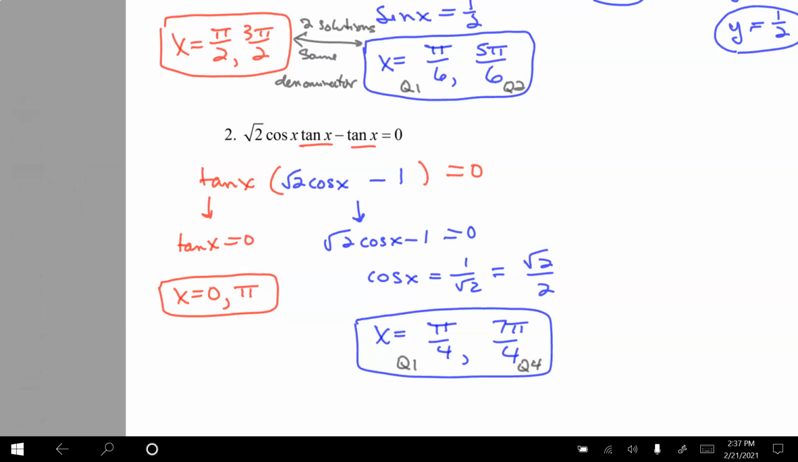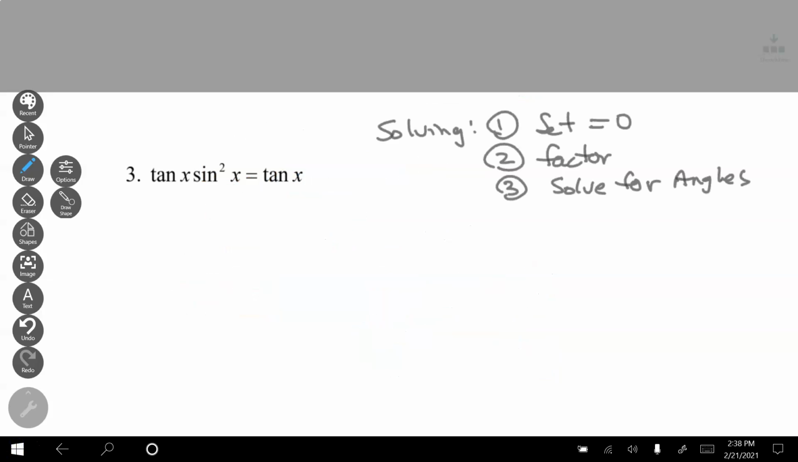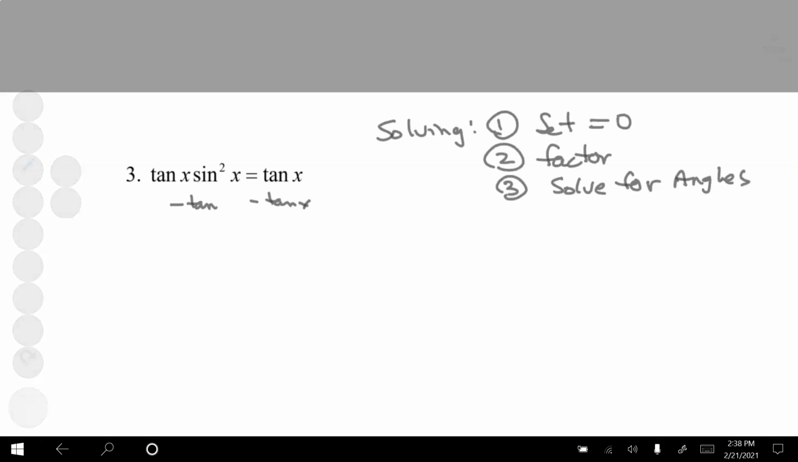So far we've done 2 problems. Each problem had 4 solutions, and that was just on 1 unit circle. I would have a lot more solutions if I wanted to. I could add 2 pi to all these answers to get more solutions. So when I see a problem like this, I see an issue. It's not equal to 0. First thing I have to do is set it equal to 0 by subtracting something over from both sides.